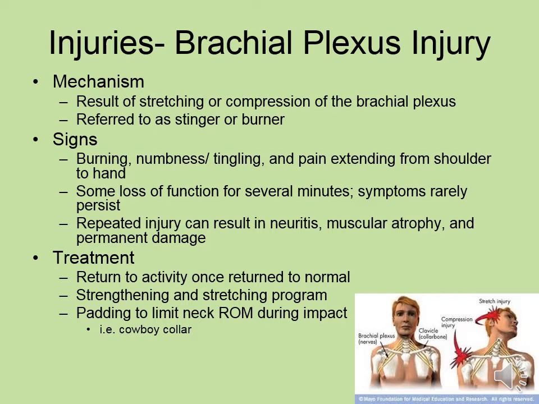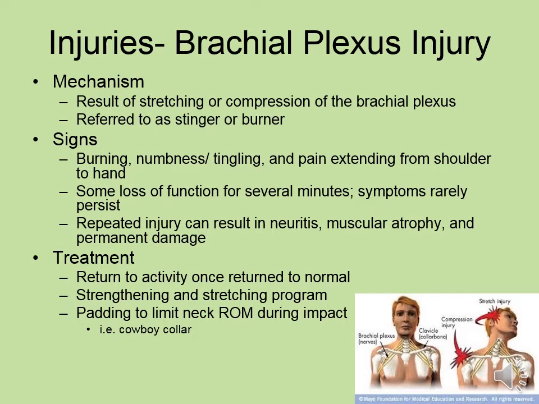But this happens when somebody has had a blow with kind of a twist or a forced lateral flexion, not an axial load on top. So that's how we know the difference between this and, say, for instance, suspected cervical fracture. The other thing is that the sensation should be only on one side. So our signs here would be burning, numbness, and tingling, and pain extending from the shoulder to the hand on one side. They could have loss of function for several minutes, but the symptoms rarely persist. So even if we did nothing, the person would probably be fine within 15 minutes or so.